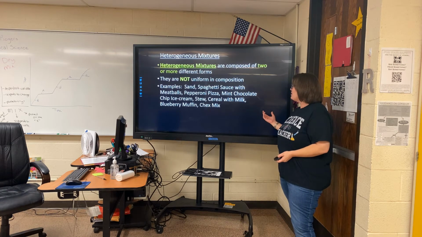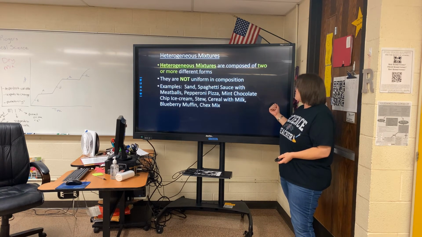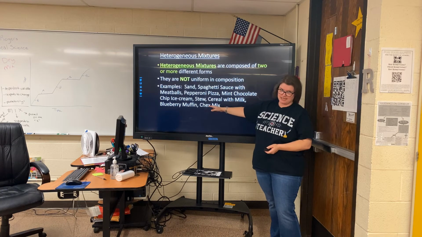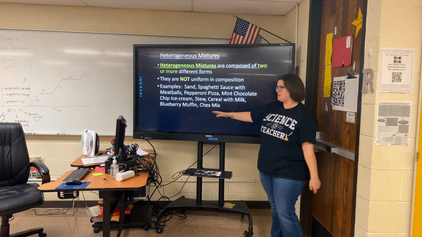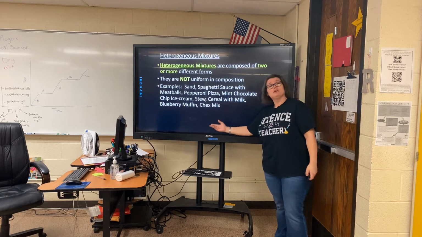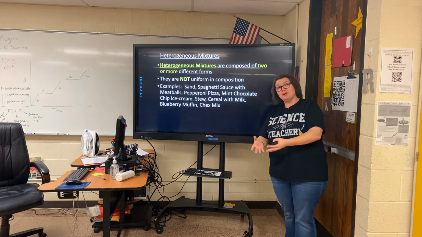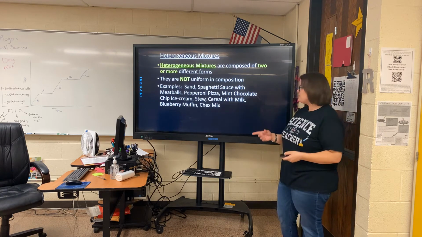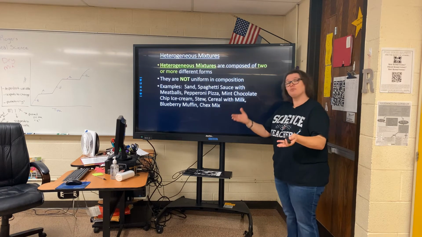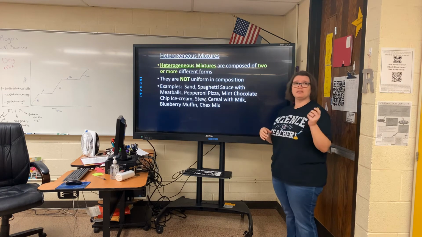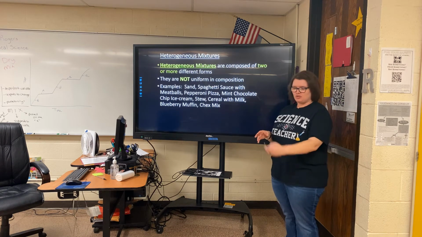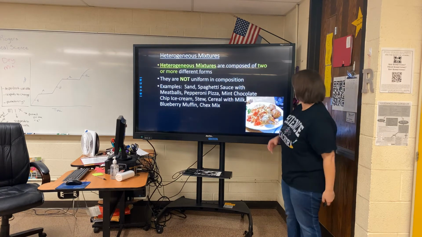Mint chocolate chip ice cream. You can see the little mint pieces mixed in with the ice cream. Stew, there are definitely different parts to stew, especially the stuff my mama makes. Cereal with milk: you can tell a separation between the milk it's sitting in and the wonderful little magically delicious pieces that we're eating. Blueberry muffins, you can see the breading and the blueberries within. And of course, Chex Mix, the best example of all. If you ever eat Chex Mix, there's like 6 different types in there. They're all good. Be sure you skip the pretzels. Here's some spaghetti.